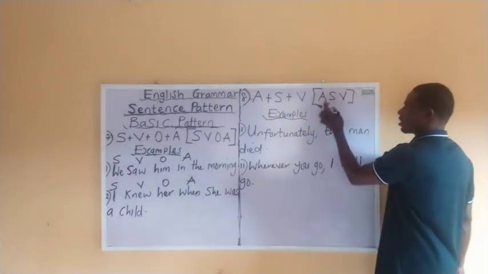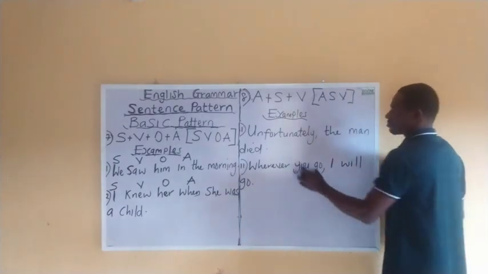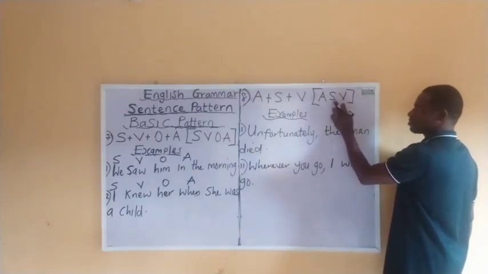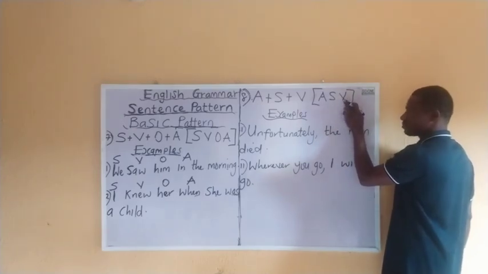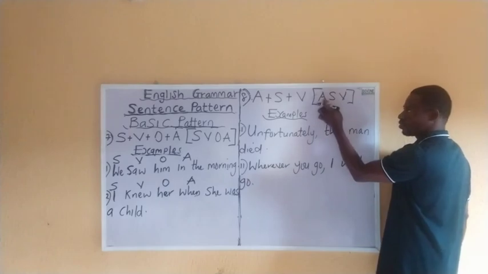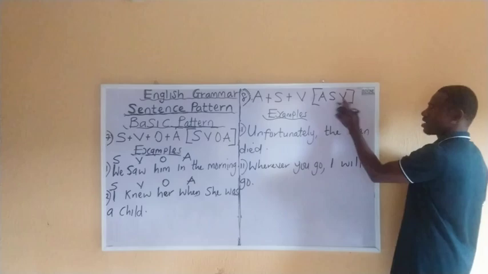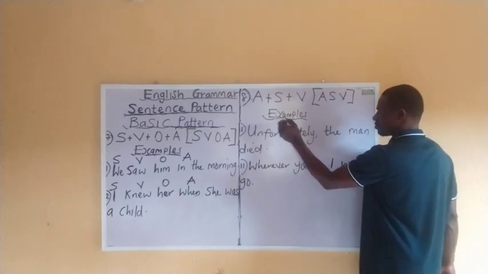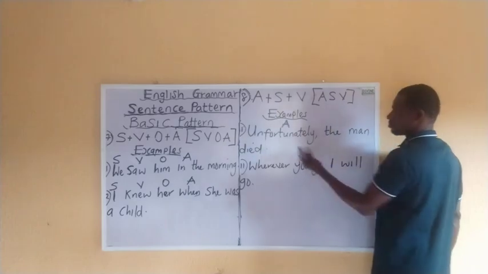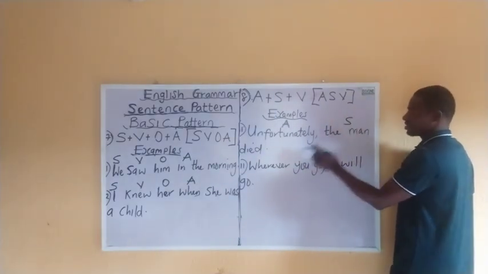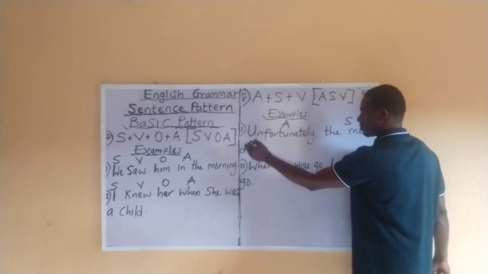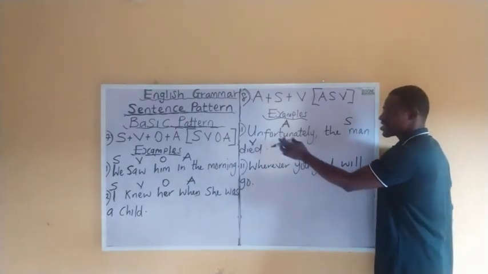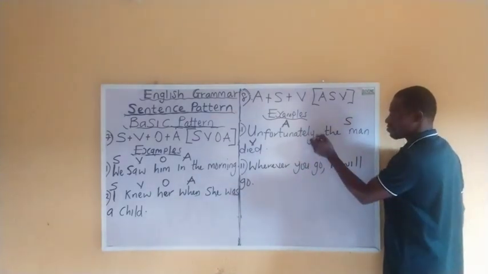Number 8 structure, ASV. Example, ASV: adverb, subject, and verb. This adverb here could be adverbial. So, adverb or adverbial, subject, and verb. Let's see examples. Unfortunately is adverb, A. The man is the subject, died is the verb. Note this, whenever adverb or adverbial begin a sentence, it is usually marked by a comma.